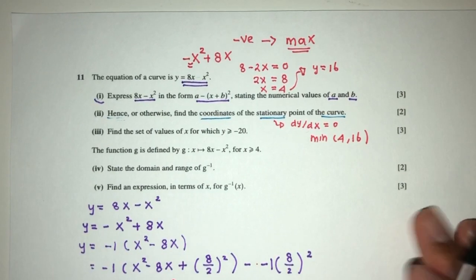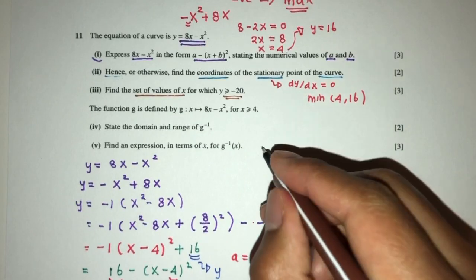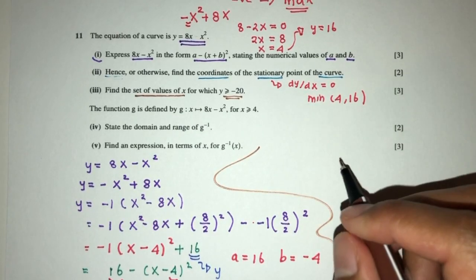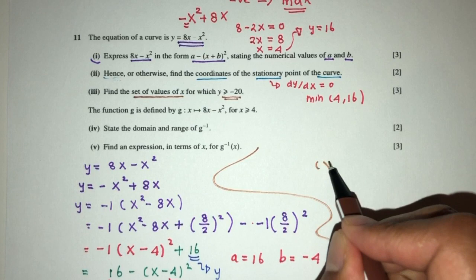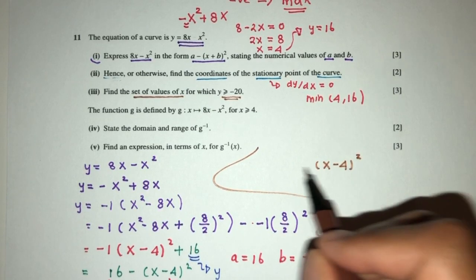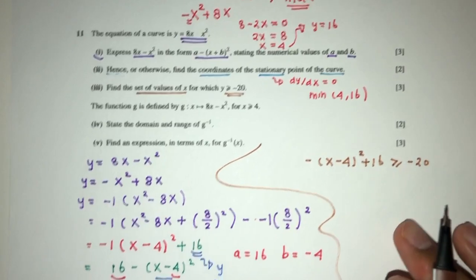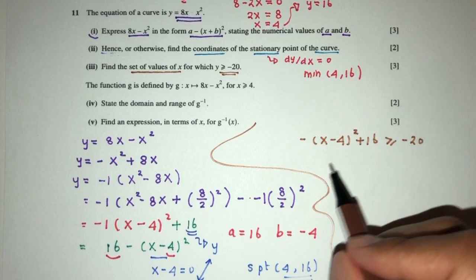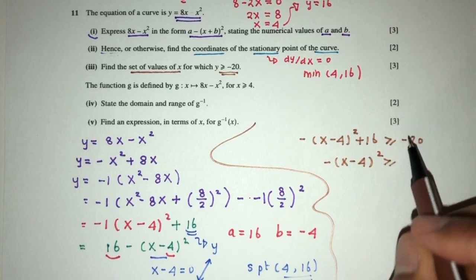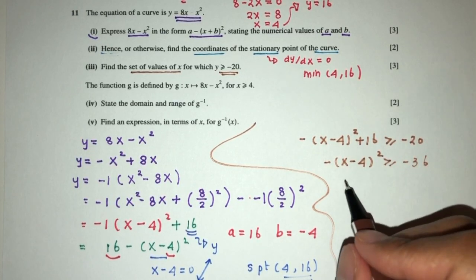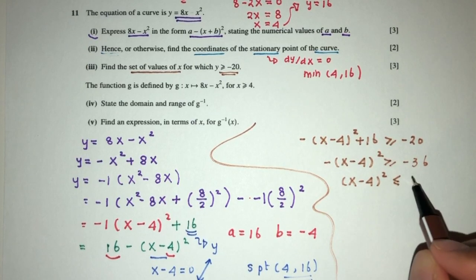Now for part 3 of the question, we have to find the set of values of x for which y is more than minus 20. So let's solve this. y is given to you by this one. So here we have 16 minus x minus 4 squared, which has to be more than or equal to minus 20. So let's simplify. We send this over here, and that will become x minus 4 squared less than or equal to 36, because when we divide by minus 1 the sign changes.